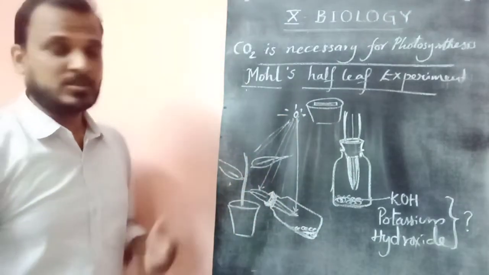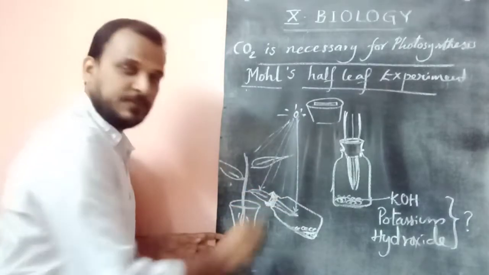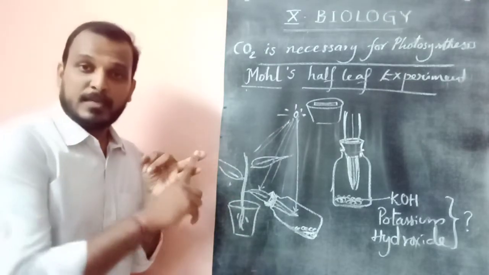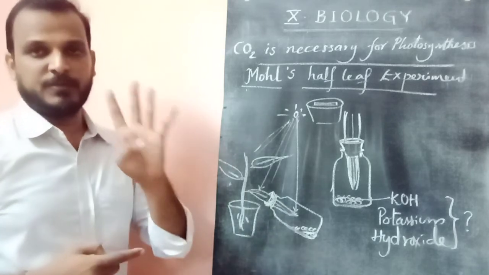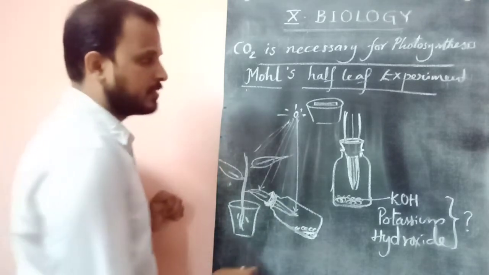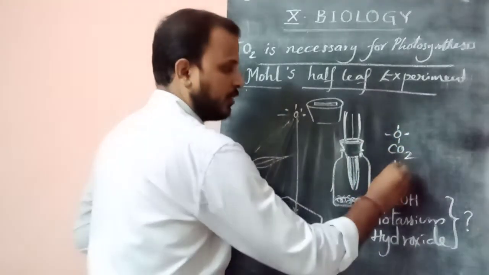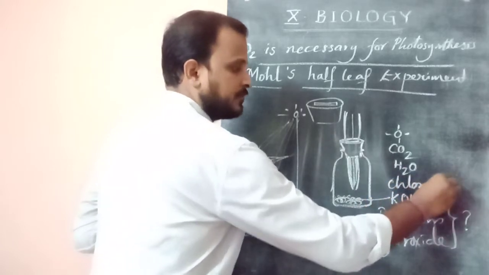And water is also supplied through roots to the outside leaf and the inside leaf also. So sunlight is available, and water is also supplied to both. And chlorophyll. There should be 4 factors necessary. What are those? Sunlight, carbon dioxide, water and chlorophyll. Is it or not? These 4 factors.